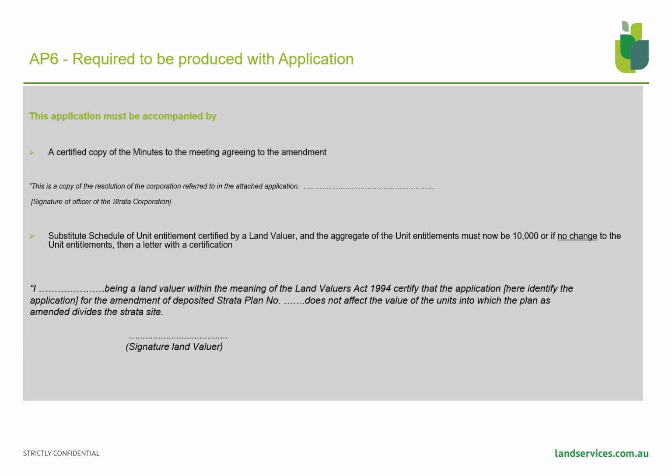An AP6 application will require the copy of the minutes to the meeting to be produced as part of the lodgement, and also a new unit entitlement sheet if it is determined that the unit entitlements are changing. If this is not the case and the unit entitlements are not changing, then a letter from the valuer confirming this will also be required.